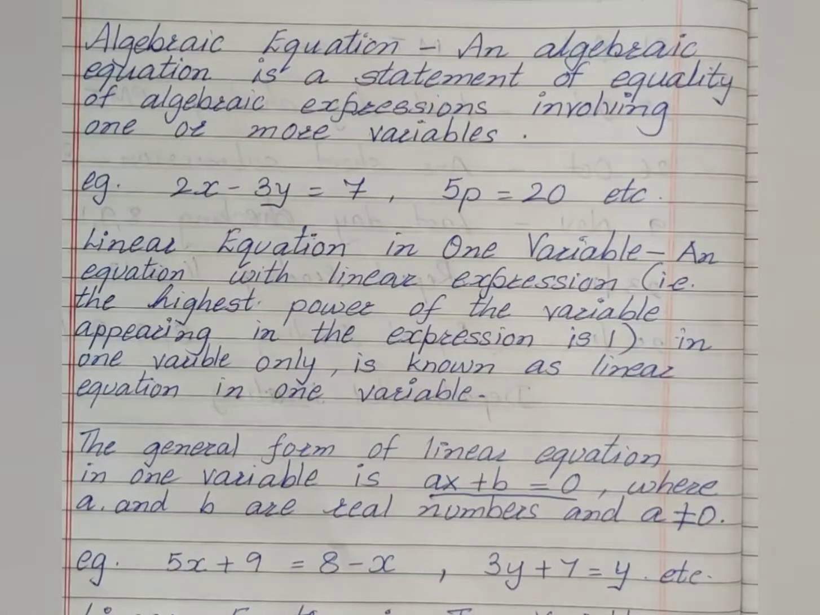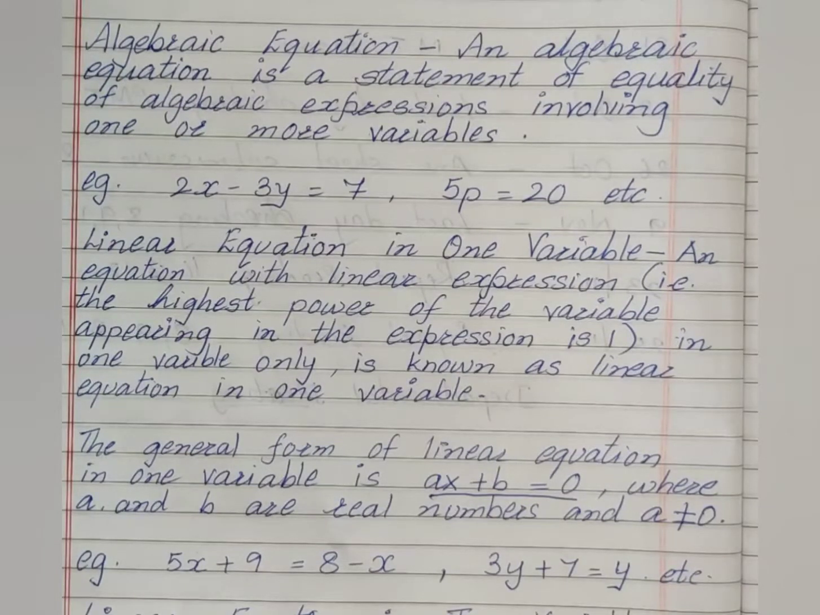Between whom? Between the algebraic expressions on both sides of the equality sign. Now the expression which is on the right hand side of the equality sign is called the right hand side, and in short we write it as RHS. Similarly, the expression which is on the left hand side of the equality is known as the left hand side, and we write it in short as LHS.